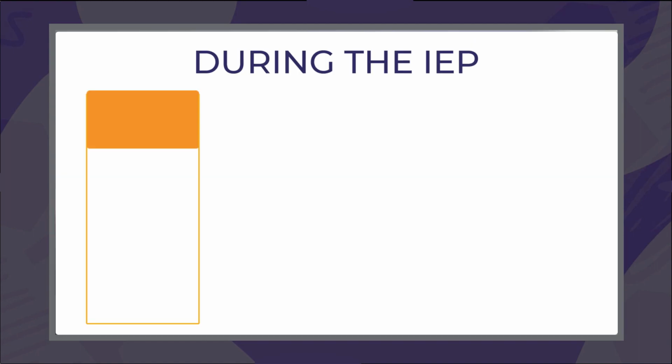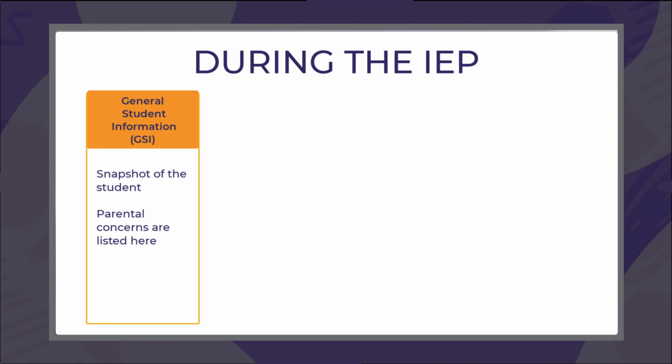Now, an IEP consists of many different sections. We're going to discuss a few of them today. The GSI, or General Student Information page, should help provide a snapshot of the student. This is the first page of the IEP and the first thing a stakeholder reads to get to know the student. The parental concerns are invaluable in relaying what a parent would like for a member of the IEP team to know about their student.